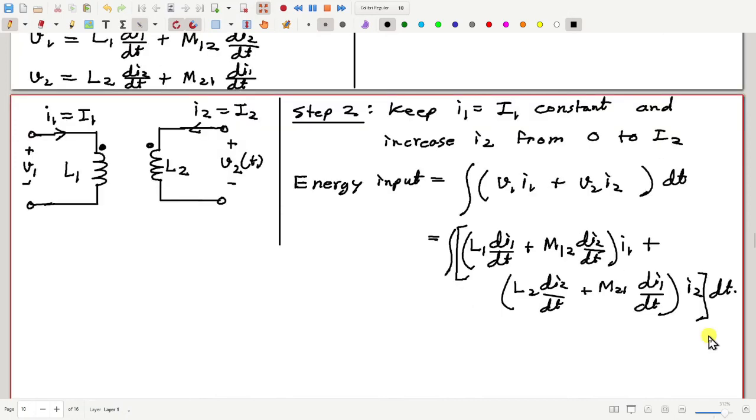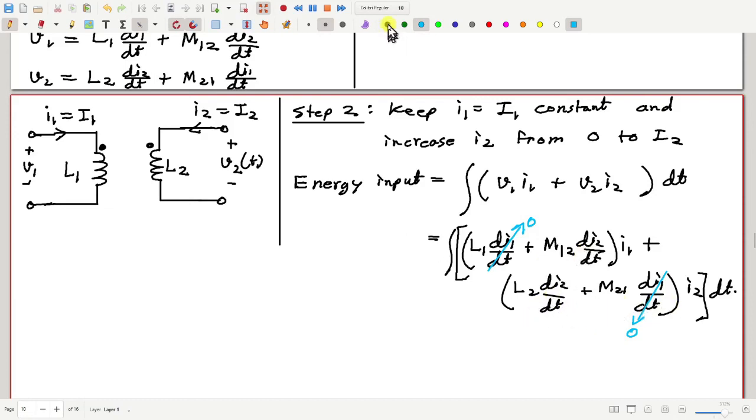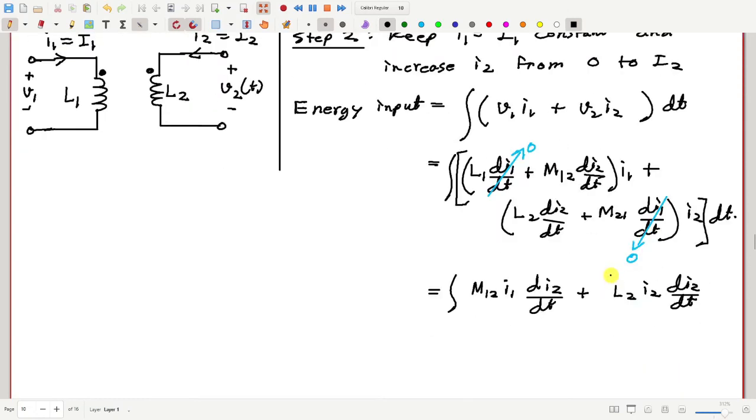Now a lot of the terms are 0 here. For example, I1 is kept constant, so this term is 0. What else? This is 0. So we have two terms left: M12 I1 di2/dt plus L2 I2 di2/dt, times dt. Now I1 is kept constant in this step, so basically this is capital I1, and since this is constant, I write it outside the integration.